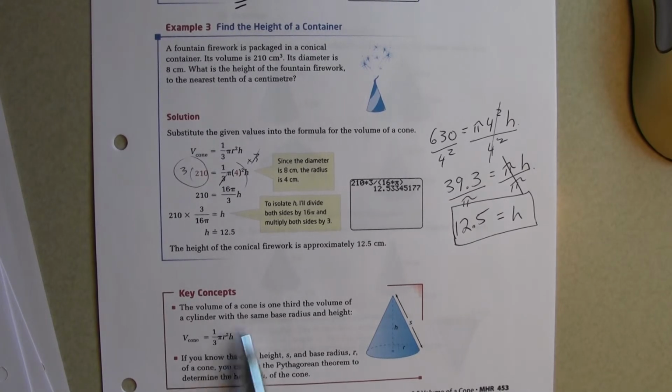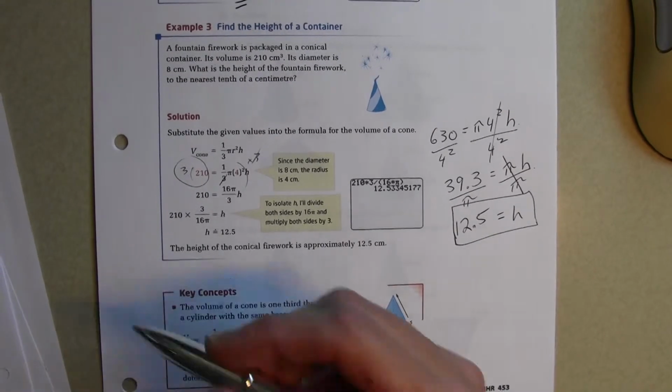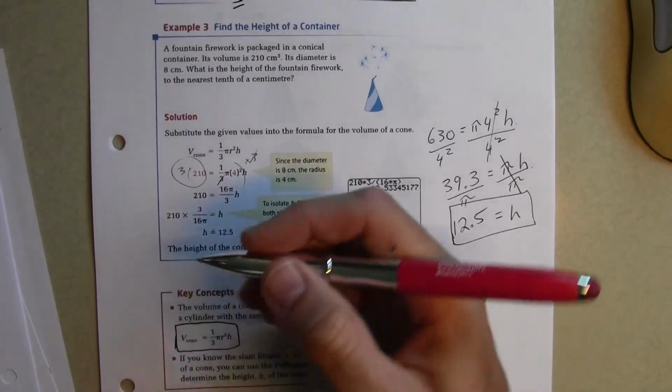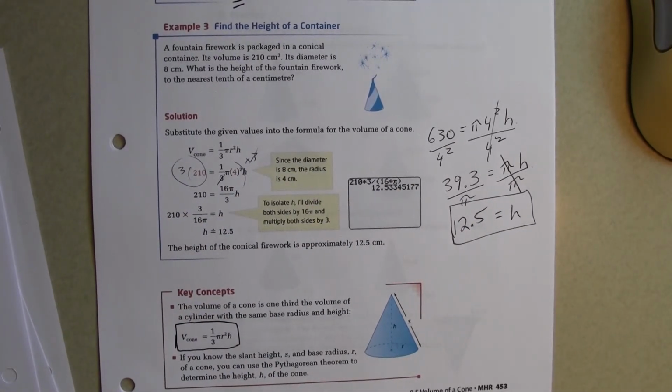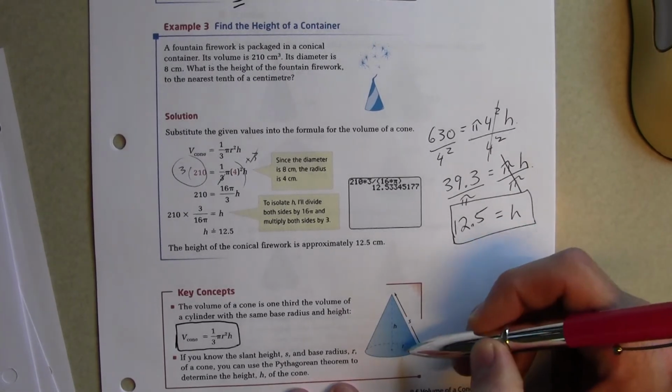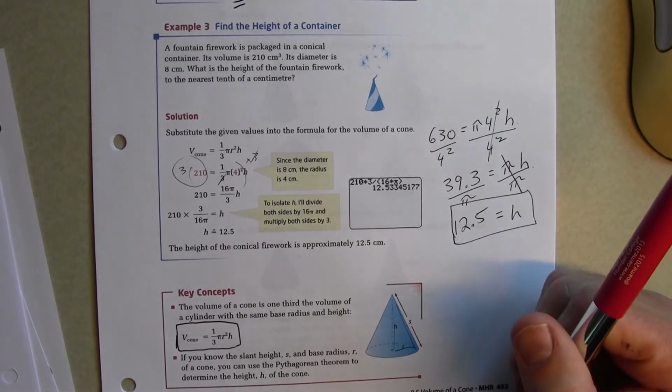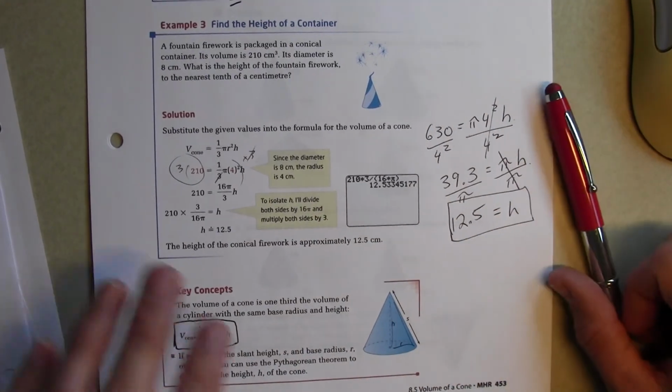So the key concepts: the volume of a cone is 1/3 the volume of a cylinder with the same base, radius, and height. So there's our formula for volume of a cone. Very easy formulas, right? We need to know these for EQAO. We need to remember these formulas. They're simple. If you know the slant height and base radius r of a cone, you can use the Pythagorean theorem to determine the height. So if we know this side and this side, we can find the height. Any questions with 8.5?